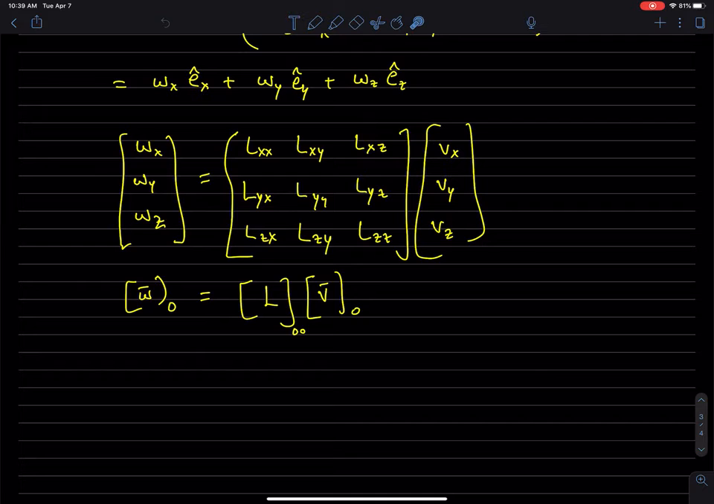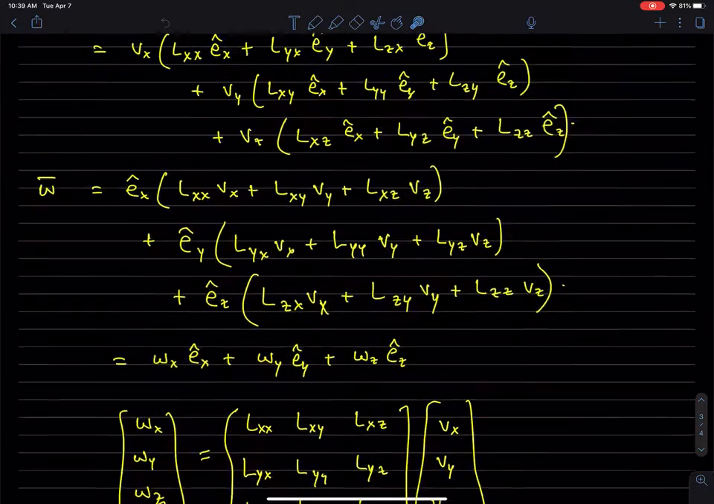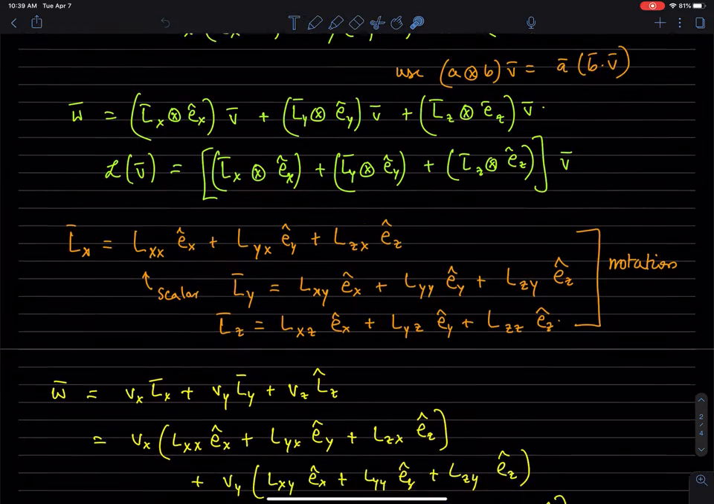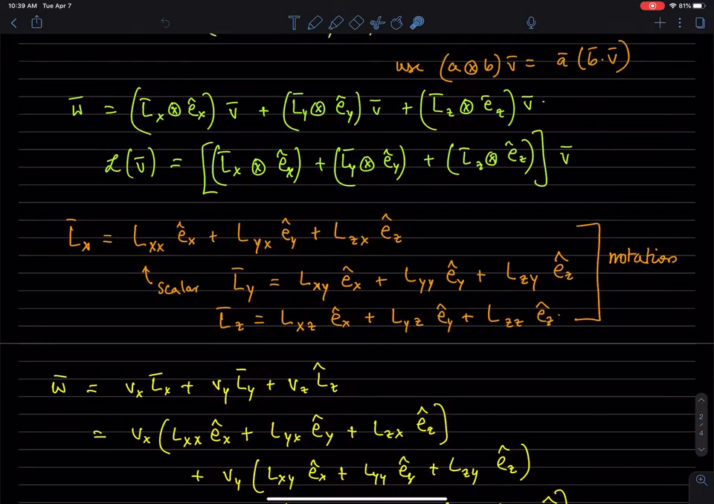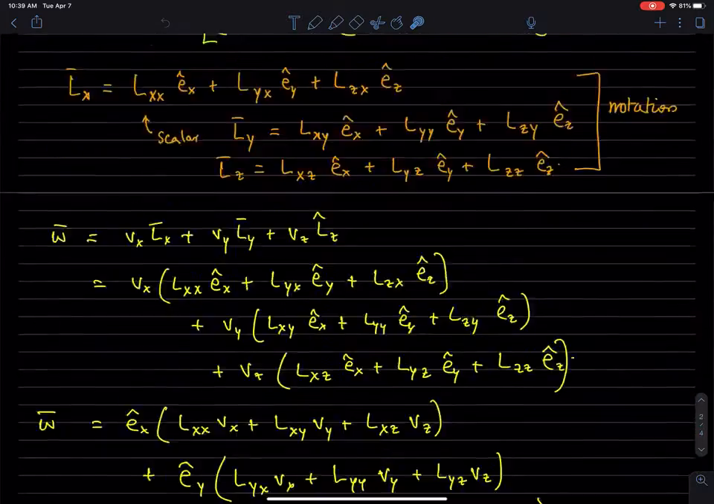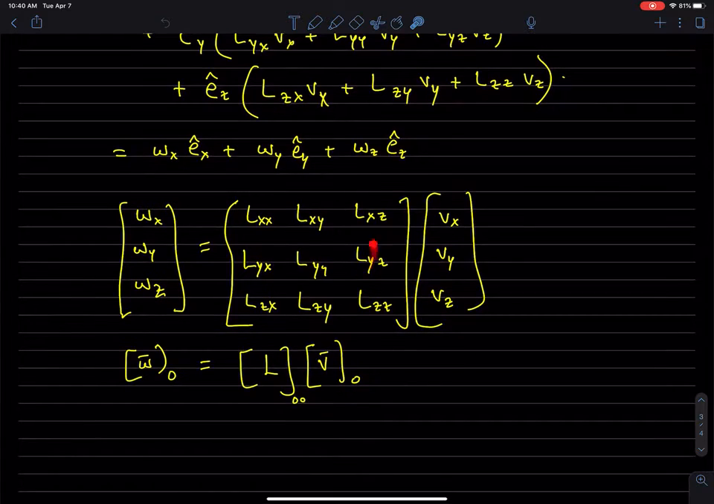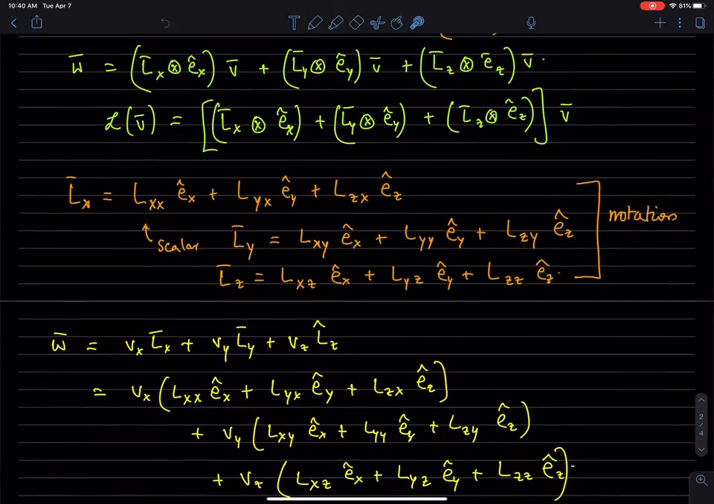Now, of course, this is the matrix version of the linear transformation. You can have the dyadic version of the linear transformation rewritten by plugging these things in, in a manner that the correspondence between the dyadic form and the matrix form is more clear. So let's do that.